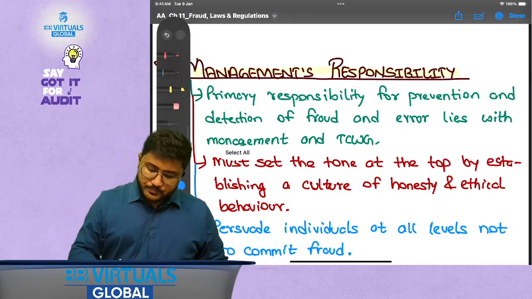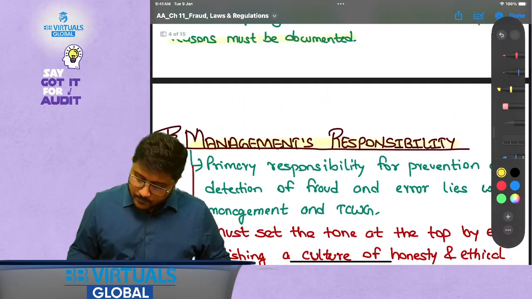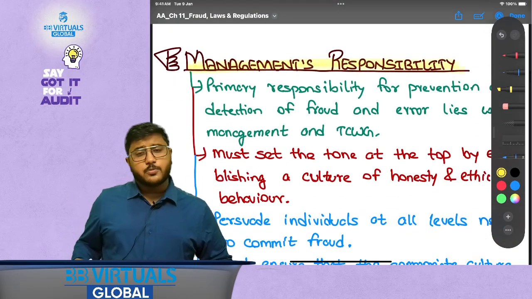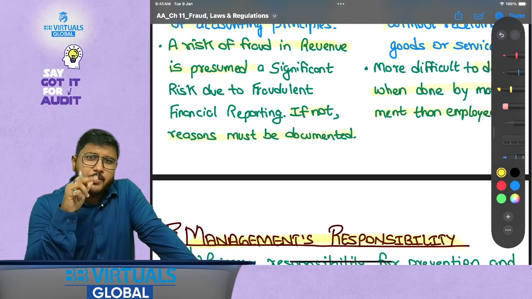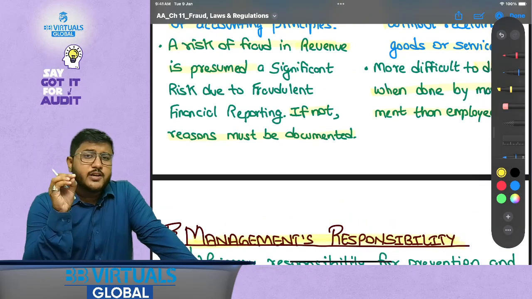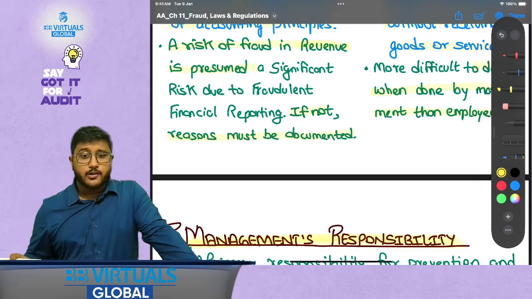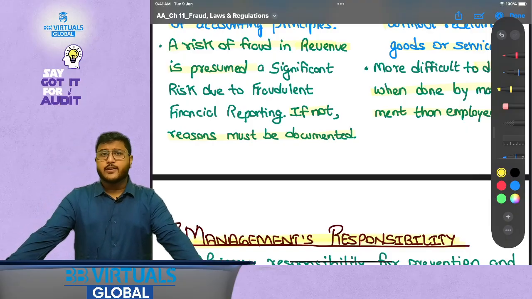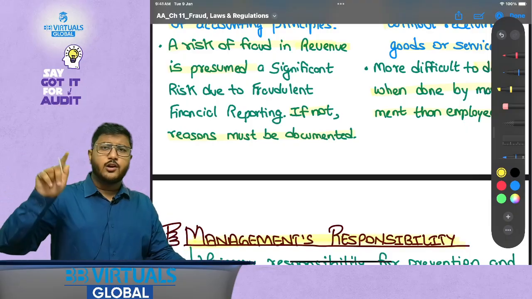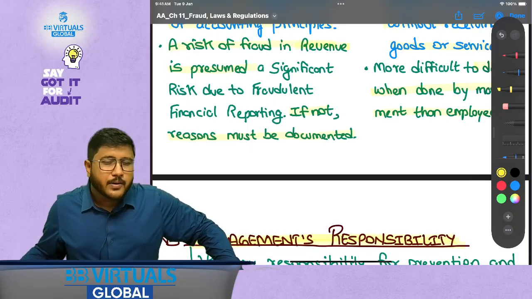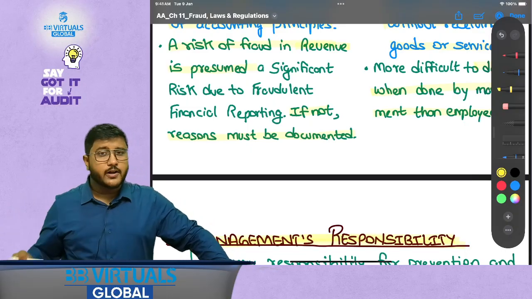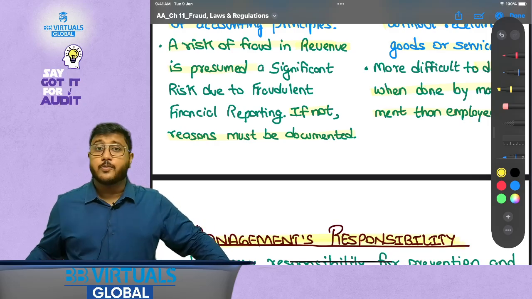Okay. Now management's responsibility. What are the management responsibilities? So my friends, whenever we discuss about fraud, generally what happens is everybody thinks that prevention and detection of fraud is the responsibility of the auditor. Anytime a new fraud is identified, everybody points out towards the auditor that the auditor should have identified it. But please try to understand, is it the primary responsibility of the auditor to prevent and detect fraud? No, it is the primary responsibility of management.